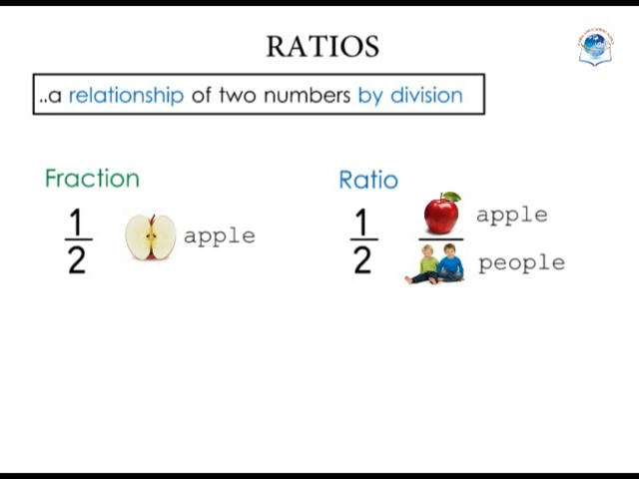The math part is still the same, but in the fraction, both the top and the bottom numbers refer to the same thing, the apple. However, with the ratio, the top and the bottom numbers refer to different things, apples and people. A fraction shows a part of something, but a ratio shows a relationship or a comparison between 2 things. And you can see that mathematically they mean the same thing, because if you have 1 apple for 2 people, each person will get a half of an apple.